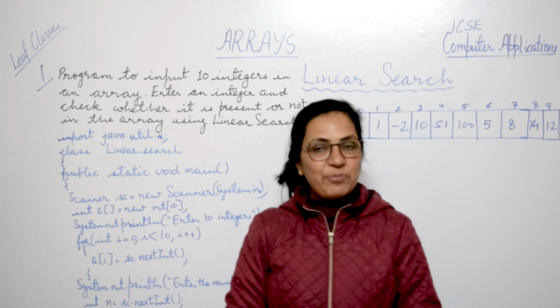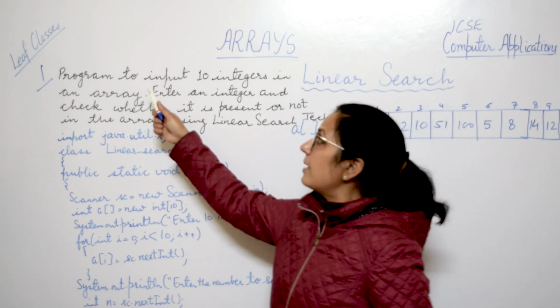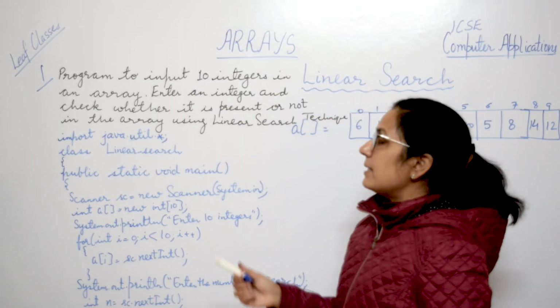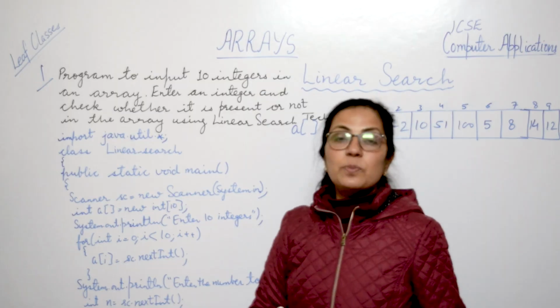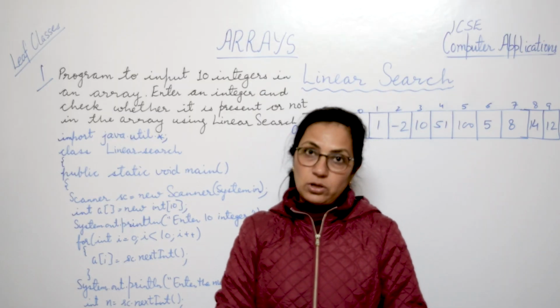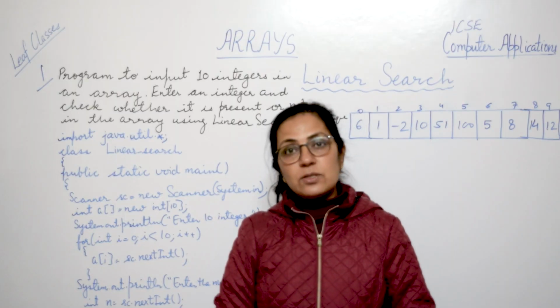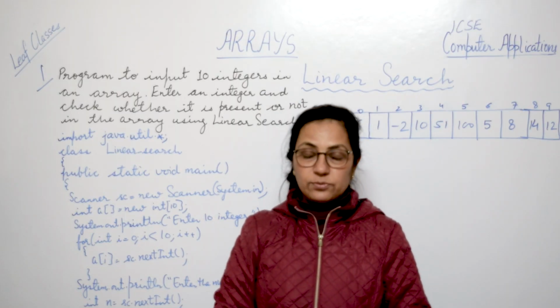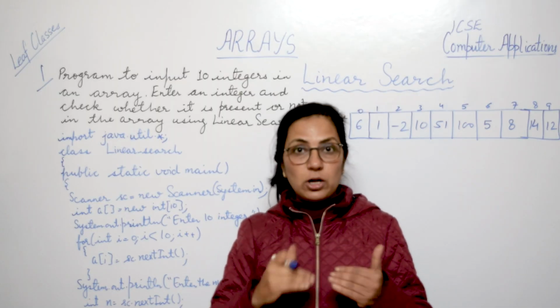Children, the first type of program which can be asked for linear search is like this. Program to input 10 integers in an array. Enter an integer and check whether it is present in the array list or not. So that means you have to tell whether your search is successful or it is unsuccessful, right? Only you have to tell whether that element is present or not.